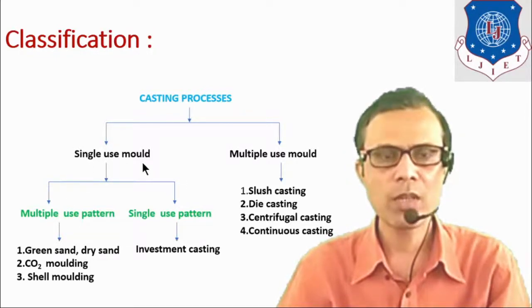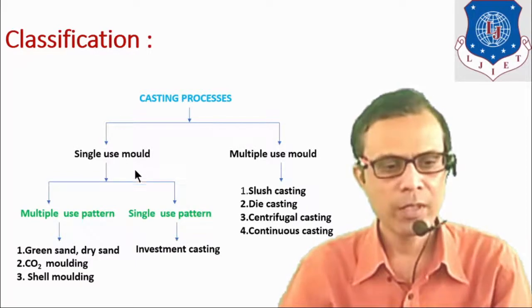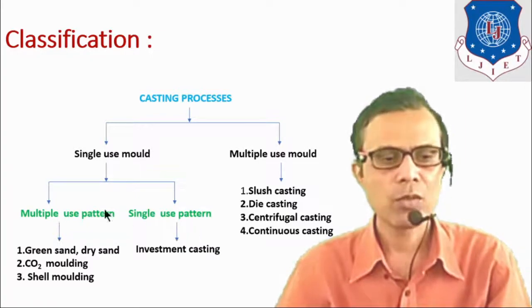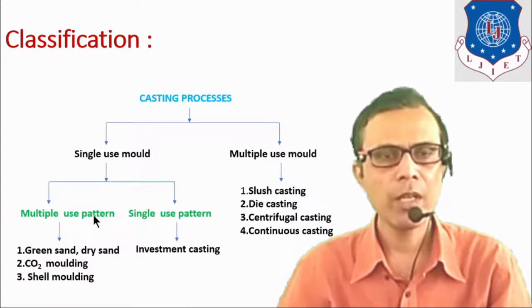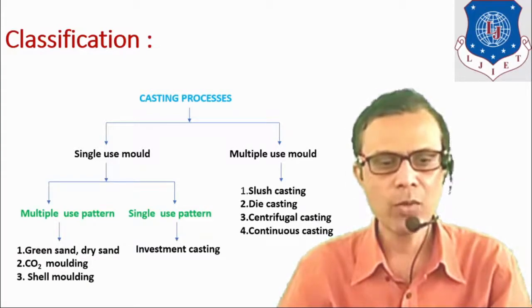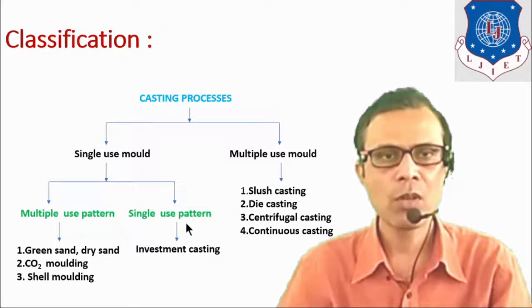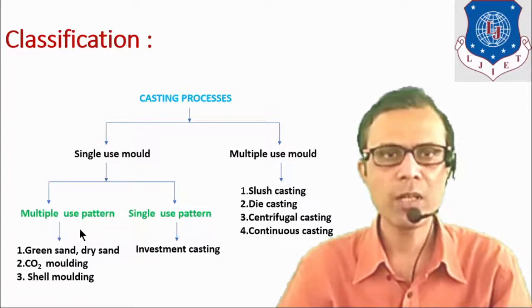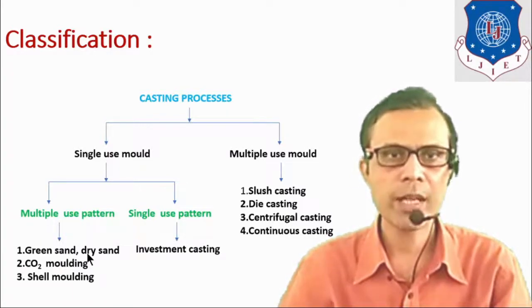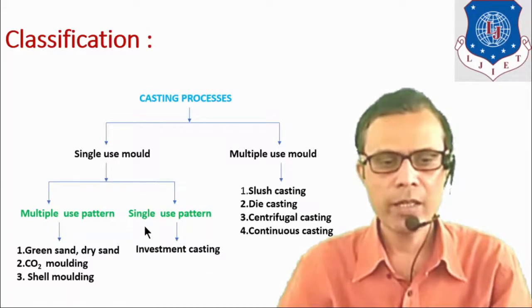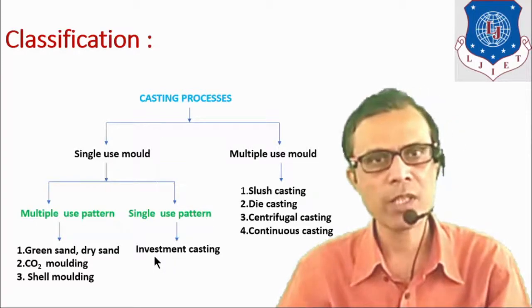Now single use mold casting has two types, that is multiple use pattern and single use pattern. In case of multiple use pattern, we can use the same pattern again and again, but in case of single use pattern, the pattern can be used only once. There are again three types for multiple use casting, that is green sand or dry sand mold casting, CO2 molding and shell molding. In case of single use pattern, the type is known as investment casting process.